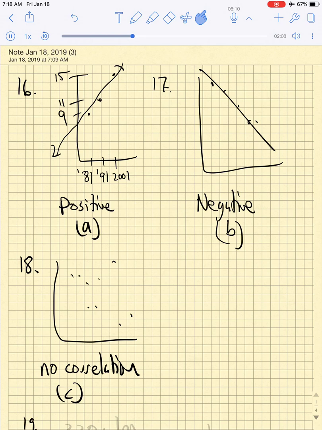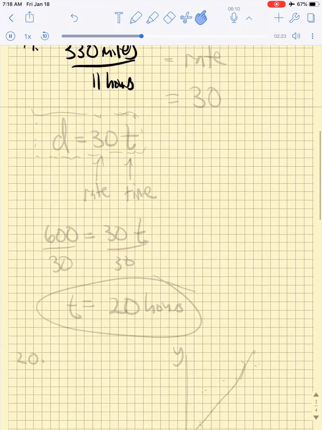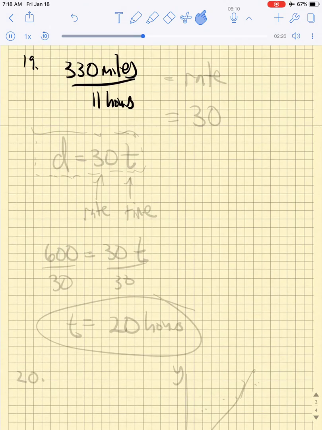the Miller family is driving to Florida for a vacation. They drive 330 miles in 11 hours. Okay? The distance Mr. Miller drives directly varies with the hours he drives, okay? So write an equation that models the distance d for the driven time t.